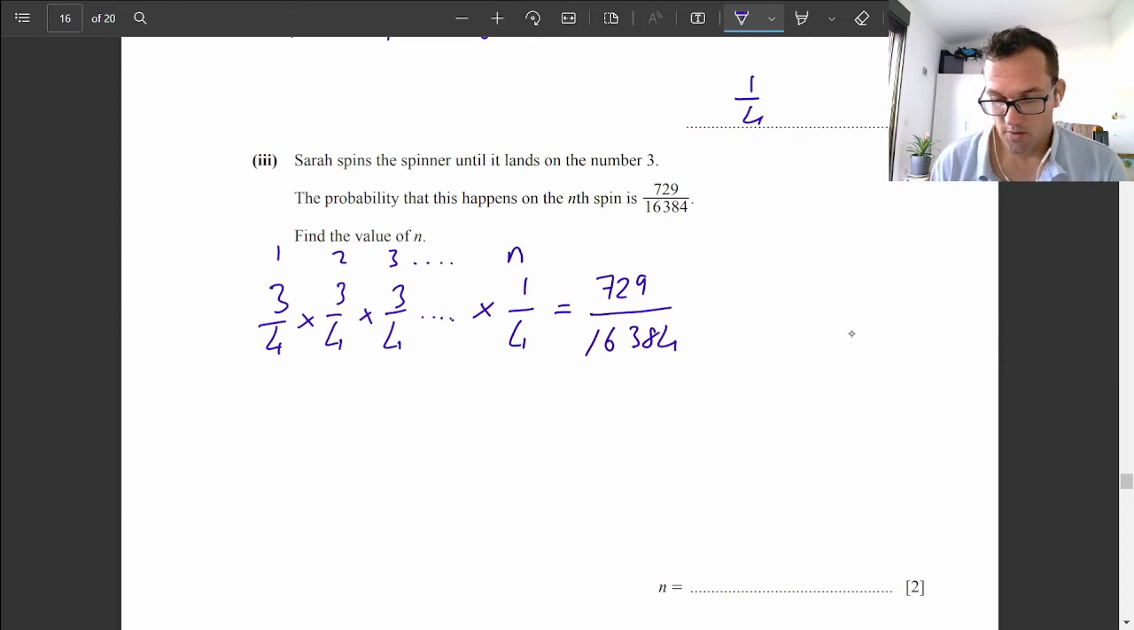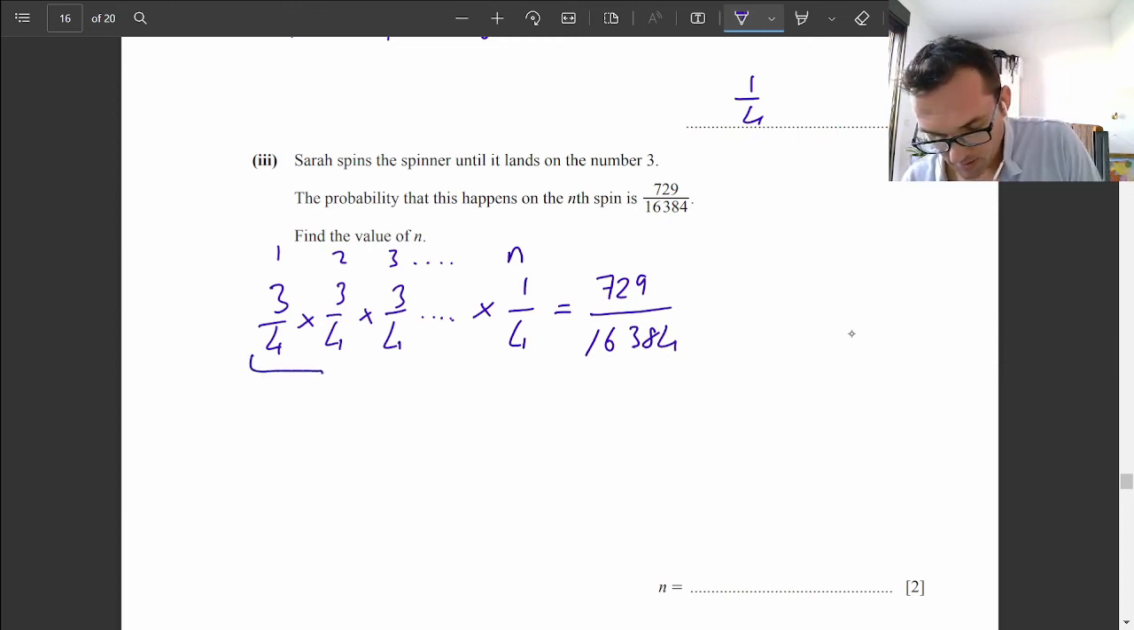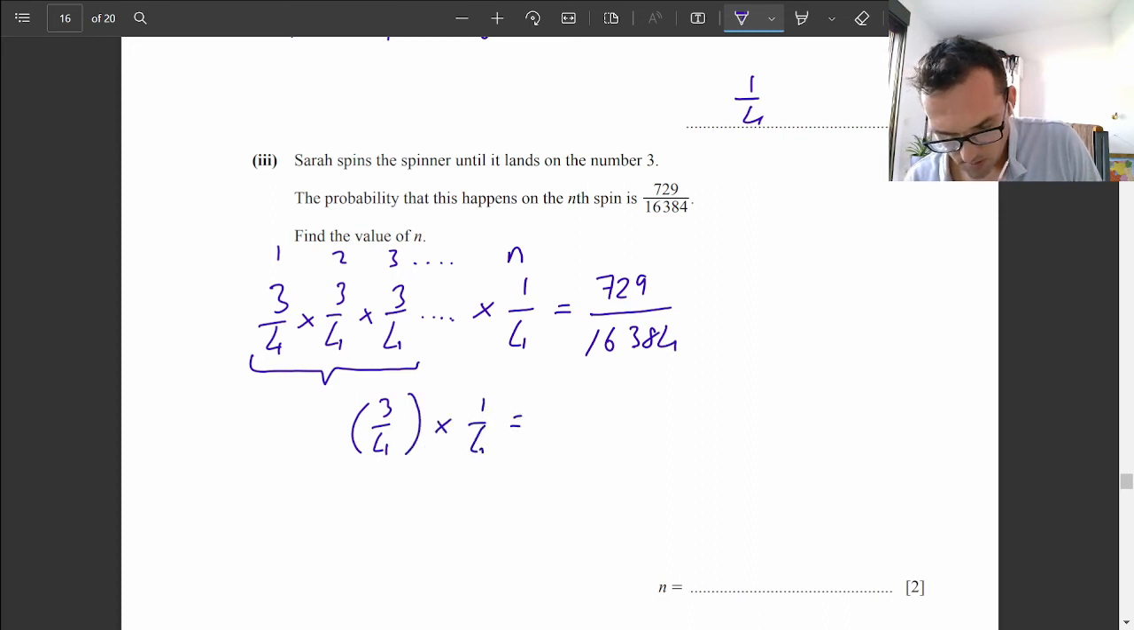Now, what's a different way of writing this? It would be to write it as a power. So we get 3 over 4 to the power of something, times a quarter. What are we going to put up there?